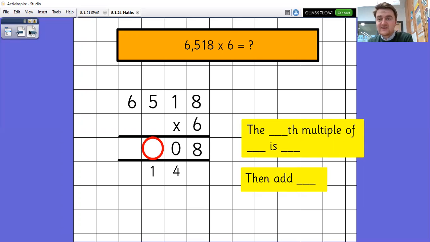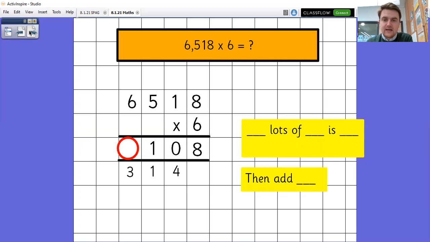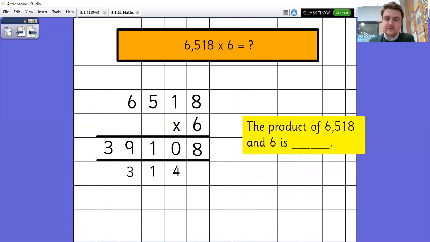The 5th multiple of 6 is 30. Add the 1 gives us 31. And 6 lots of 6 is 36. Then add 3, which gives us 39. So the product of 6,518 and 6 is 39,108. That's our classic column method.